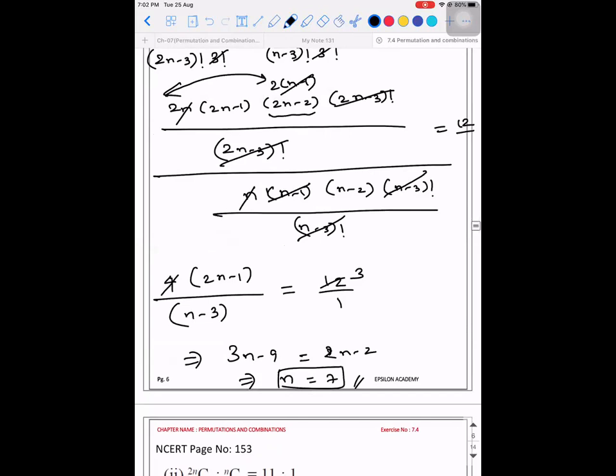So make a note of it. Wait. Here it is n minus 2, right? It is n minus 2. So n minus 2 means 2n minus 1 is equal to 3n minus 6. So n will be equal to 5. It is not 7, it is 5. Okay. So this is the required answer.